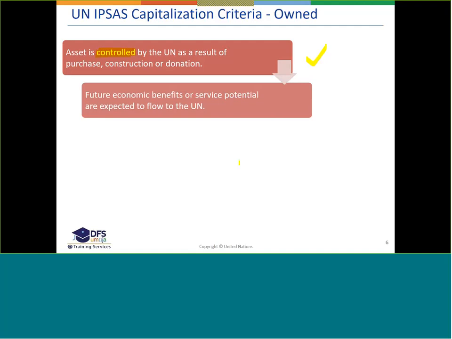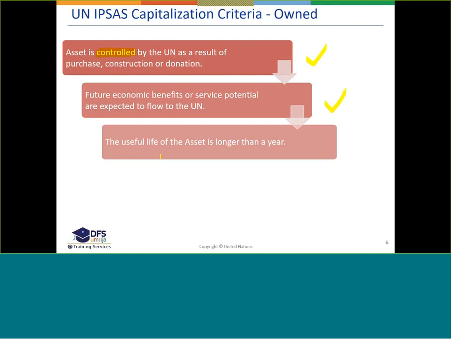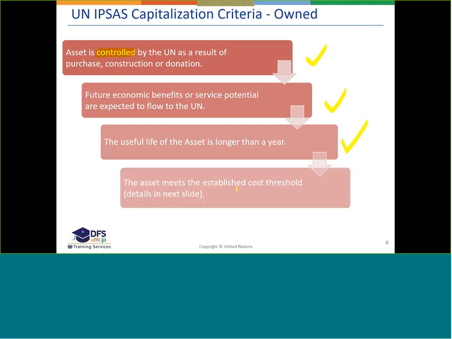So will the asset bring future economic benefit or has service potential that is expected to flow to the UN? Yes. And then the last two are very easy to understand. The useful life of the asset is longer than a year. And if you say yes, you also have: the asset meets the established cost threshold. So it's the capitalization threshold.